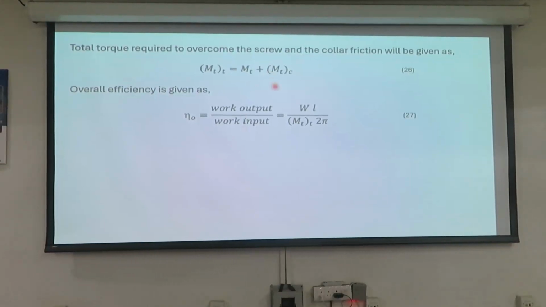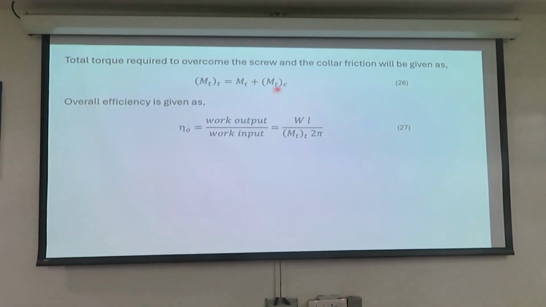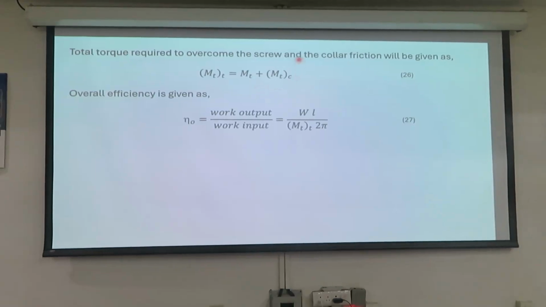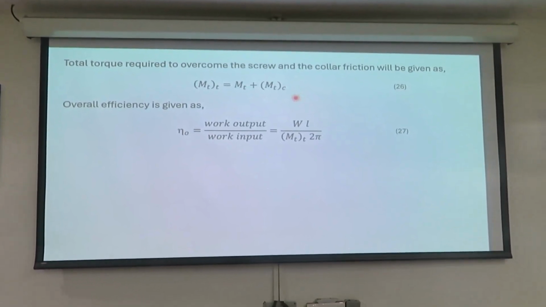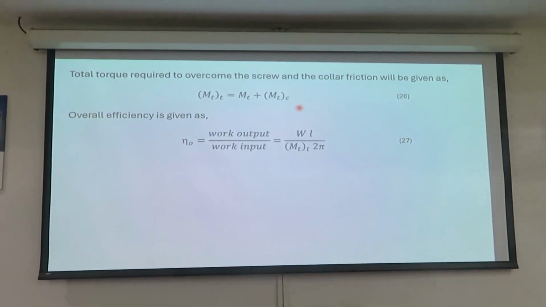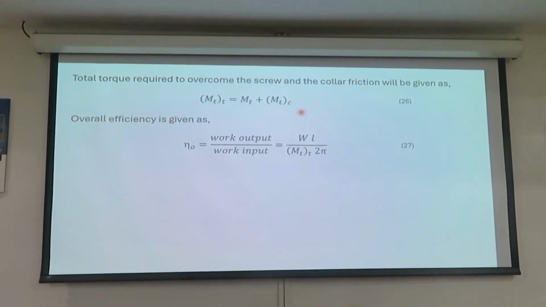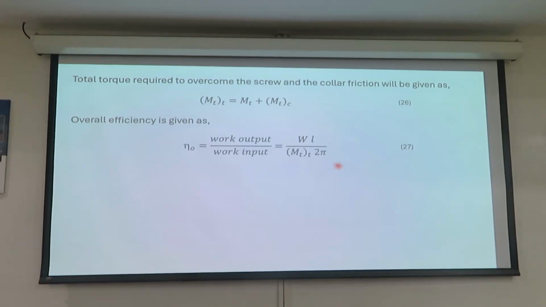If both torques are to be considered, then the total torque will be MT plus MTC. This is because of the collar. So that means the friction in the screw is for raising the load, and friction in the collar is basically because the collar has to stay there and there will be some friction. So in that case the efficiency will go down slightly.